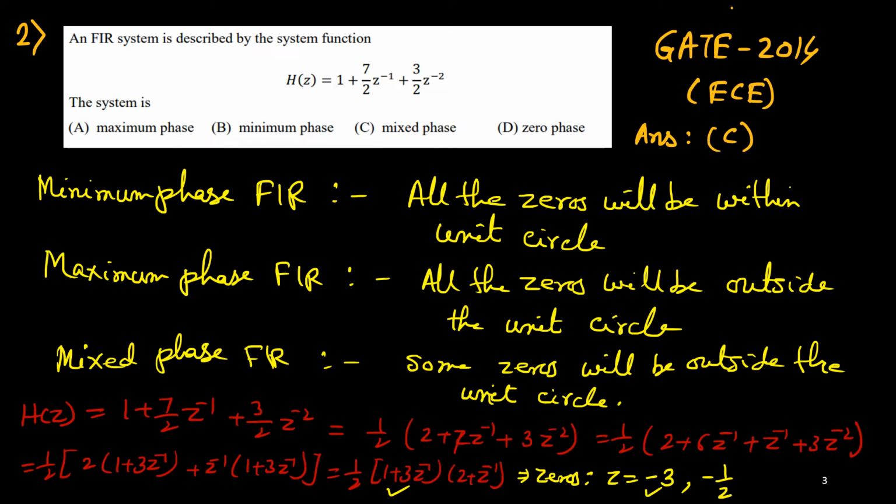Okay, so if I consider this is the unit circle, one zero will be at minus 3, like this, and another zero is minus half, it could be here. So one is within the unit circle, the other is outside the unit circle, so it is a mixed phase. Okay, so answer C is the correct one. Okay, next one.